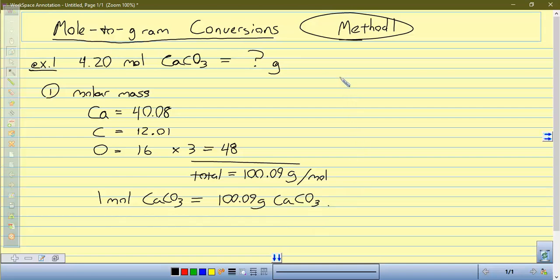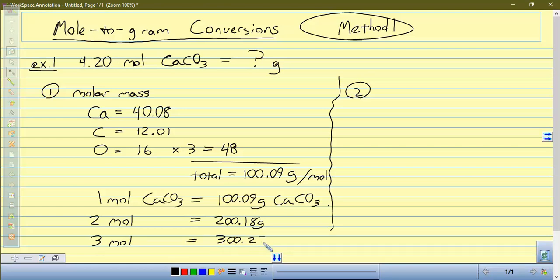Now, how do we do our reasoning part here? Step 2. Okay, we know that 1 mole of calcium carbonate is 100.09 grams. Just think this through. What if you had 2 moles? How many grams would that be? Well, that would be twice as much. That would be 200.18 grams. And if we had 3 moles, well, that would be 3 times as much, right? 300.27 grams. Okay?